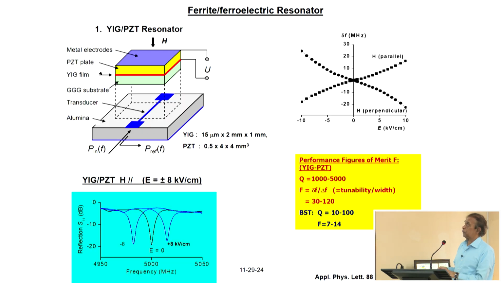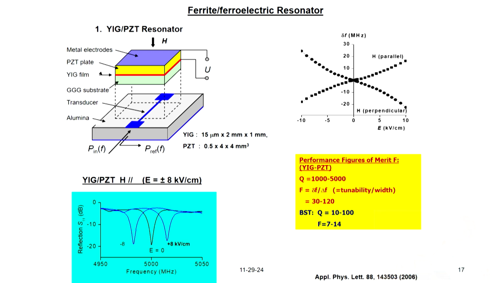So, one of them is shown here. This is a resonator, and in this device the PZT platelet is bonded to a YIG film on GGG substrate, and this is a strip line on an alumina ground plane. You place the film along with the PZT right onto the strip line, and you can apply a bias magnetic field either parallel to the plane or perpendicular to it.